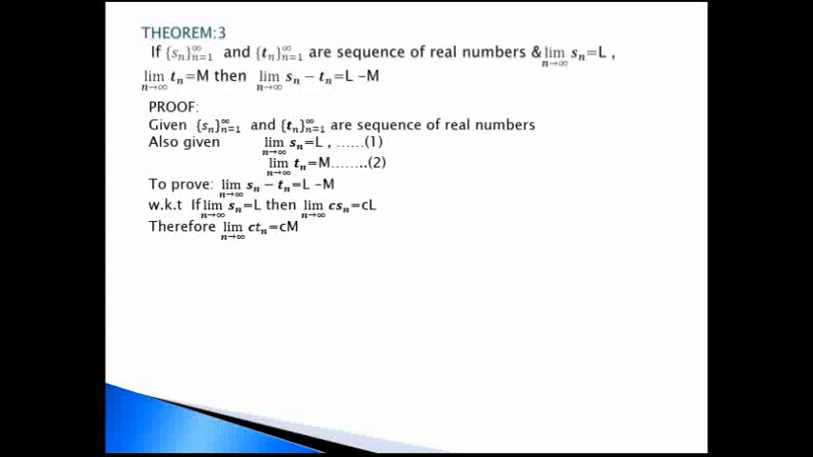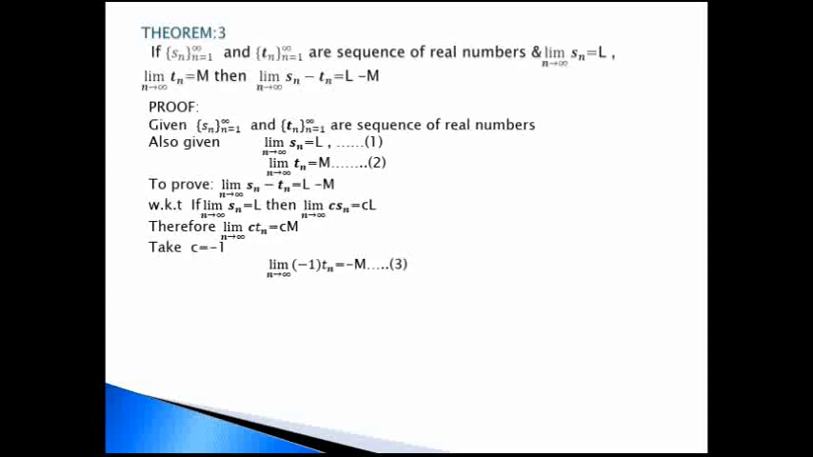Let's take C equal to minus 1. Substitute C equal to minus 1 in the above equation, we get limit n tends to infinity minus 1 into Tn is equal to minus M, which is equation number 3.